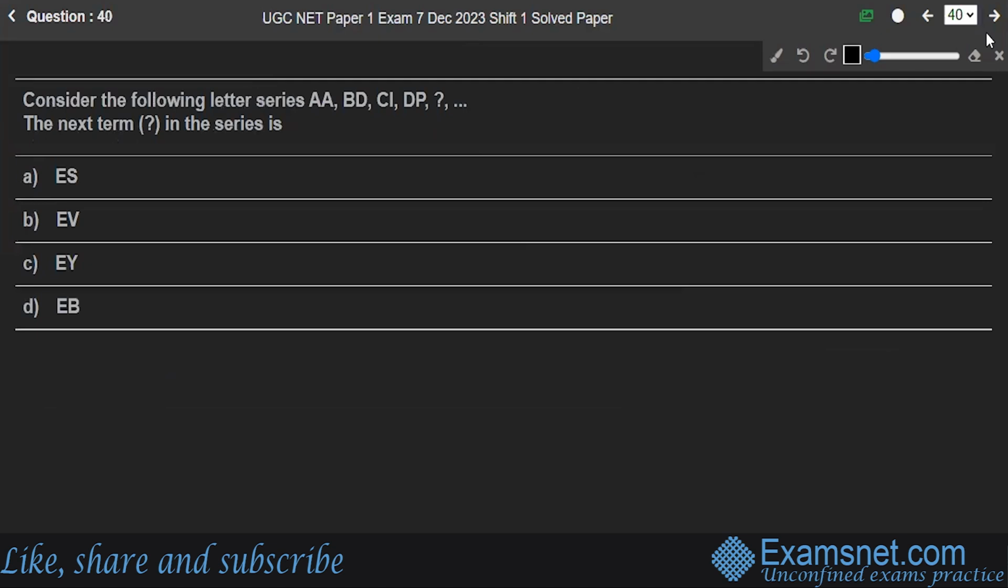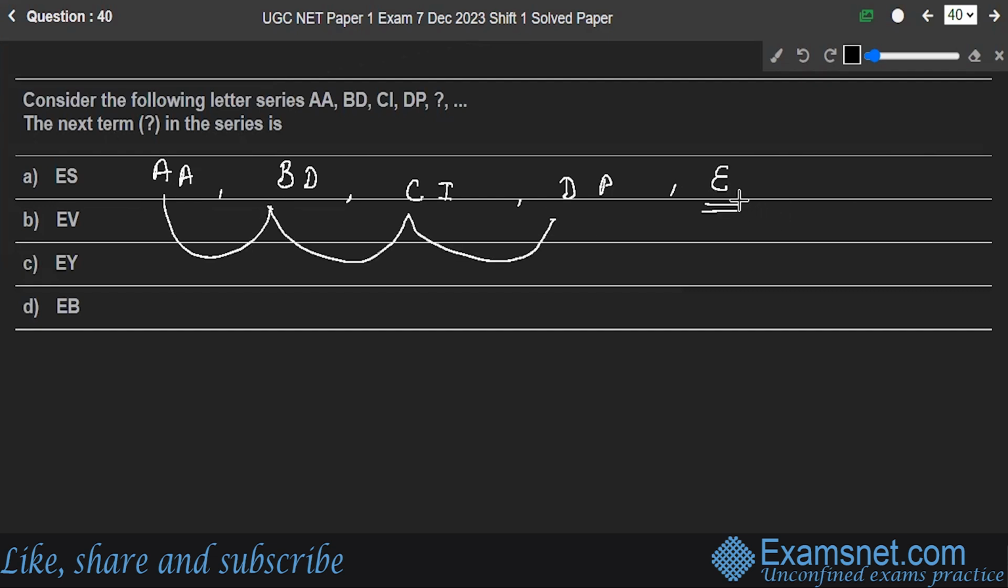Now you have a series over here and you need to find out what will come at the place of the question mark. Let's see the series carefully. Here you have A, A, B, D, C, I, and D, B. And then what? You're noticing one thing: here you're moving like A, B, C, D. Of course, the next one will be E.